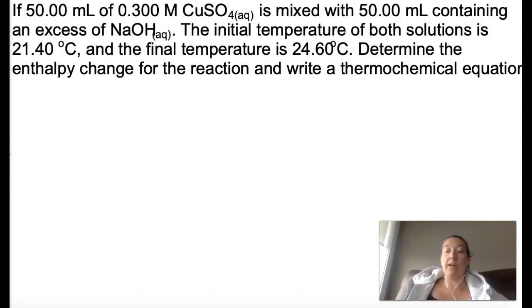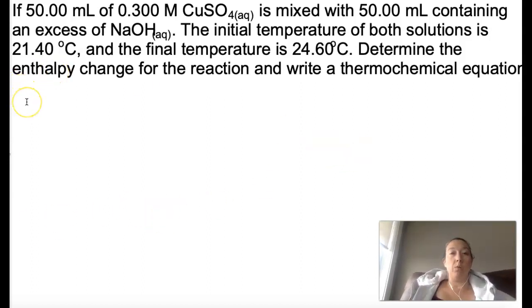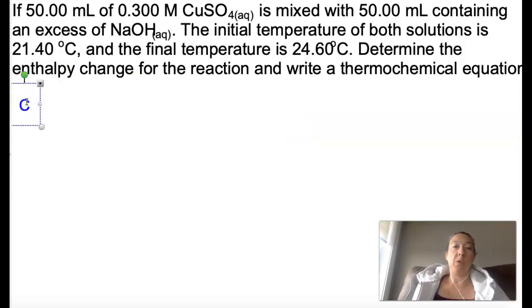So here's one that looks quite different, but you're going to see that it's actually not really that different. So it says if 50 mL of 0.3 molar copper sulfate is mixed with 50 mL containing an excess of sodium hydroxide. The initial temperature of both solutions is 21.4 and the final temperature is 24.6. Determine the enthalpy change for the reaction and write a thermochemical equation. So eventually we have to write that thermochemical equation.